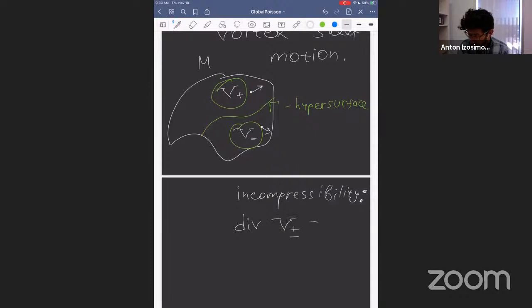First of all, the divergence of both V plus and V minus should be 0. Clearly we should have that for incompressibility. But there is actually an additional condition related to incompressibility on this hypersurface. We consider V plus on gamma and V minus on gamma; they both make sense. We assume that they both extend smoothly to the hypersurface gamma. And then if we subtract one from another, that should be tangent to gamma. In other words, the normal components of these vector fields agree on gamma.